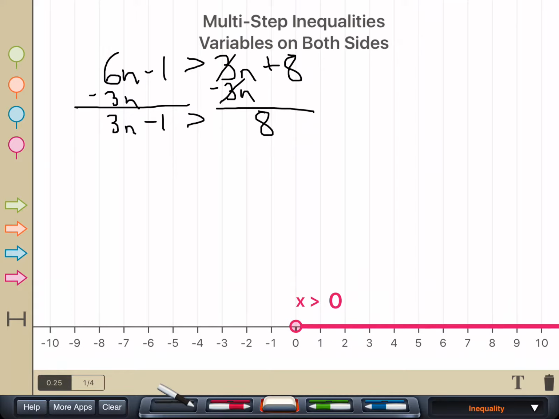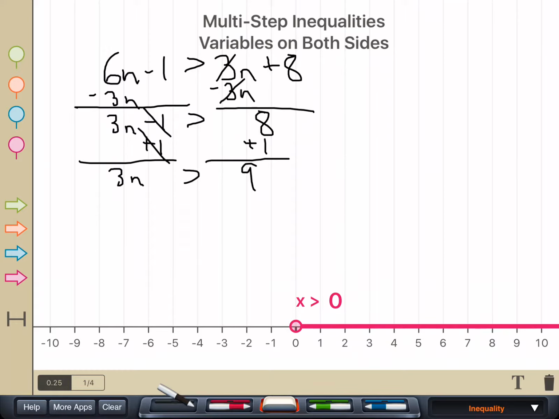Now, my next step: if I'm going to have my variables, my n's, on the left, I'm going to want my values on the right. So I'm going to deal with this negative 1. I'm going to add 1 to get rid of it, and I'm going to do the same thing over here. Negative 1 plus 1 is 0. I'm left with 3n is greater than 9.